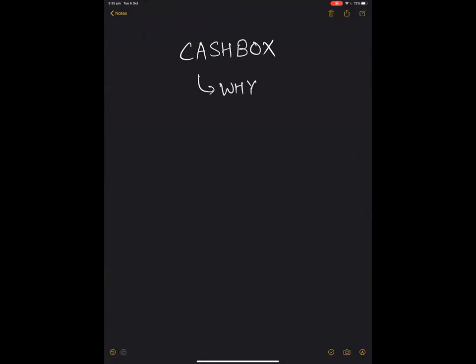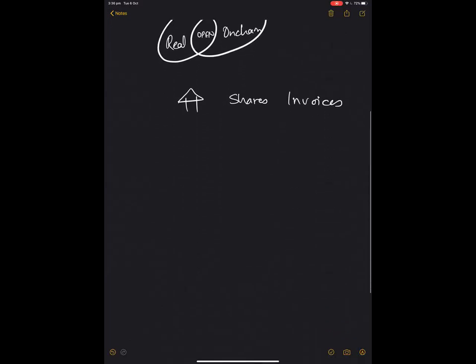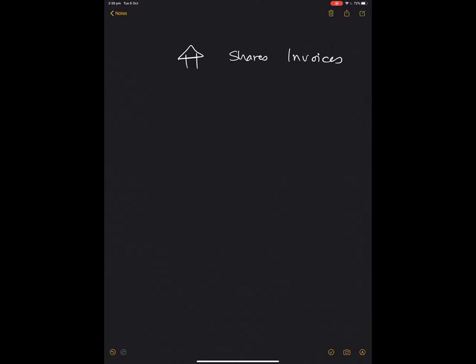So let's start with what OpenDAO first does. OpenDAO is essentially a bridge between the real world, that is off-chain assets, and on-chain assets. So this is OpenDAO. And essentially what we are saying is instead of just using on-chain assets as collateral, we can now use real world assets such as property, shares, invoices, etc., as collateral. So to make this clearer, and give an example.